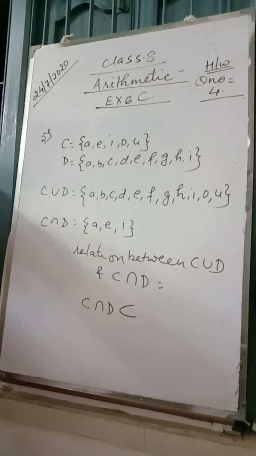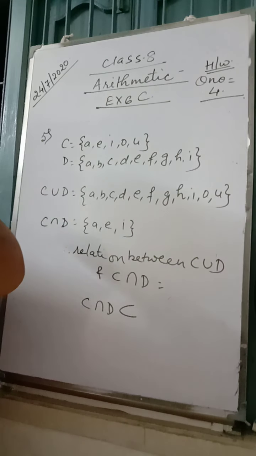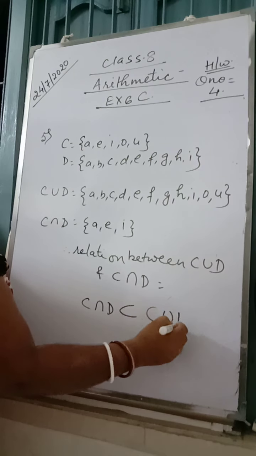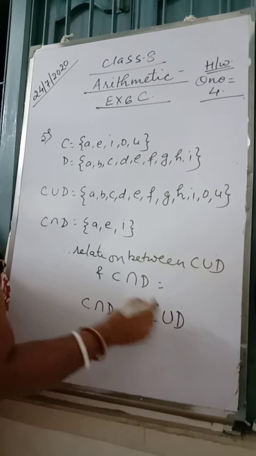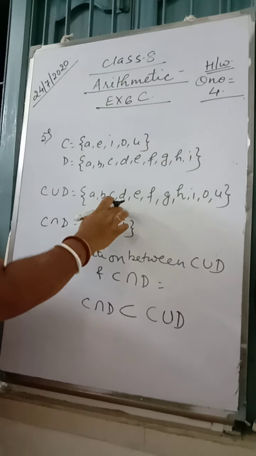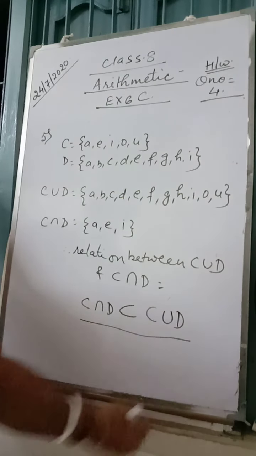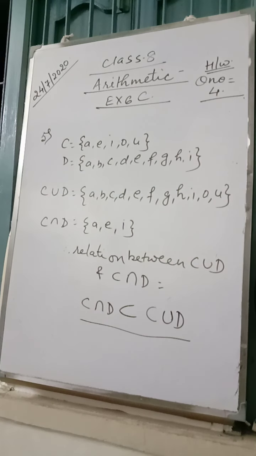This we have learned now. What is a subset? C intersection D is a subset of C union D because the members of C intersection D are the members of C union D. So we can write it, C intersection D is a subset of C union D. So this is question number 5.